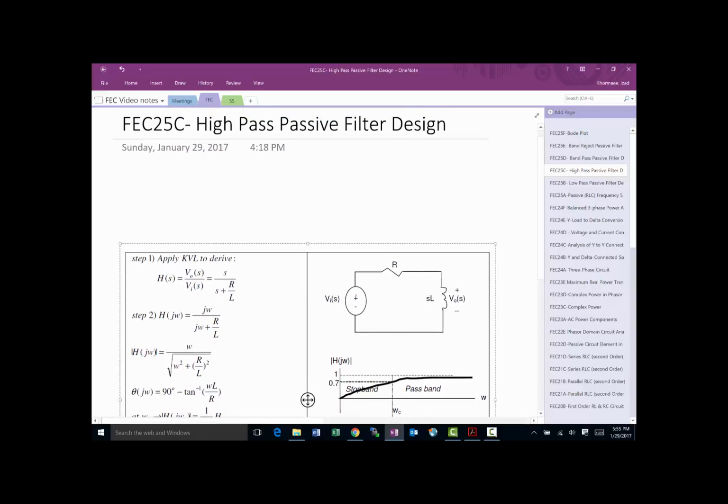You've got a resistor, you've got an inductor, and the output voltage will be taken off the inductor, and the input voltage would be the voltage that comes in. So a certain amount of signal with a certain frequency comes in, and what's going to happen is that the output will have only the high frequency content and not the low frequency content.